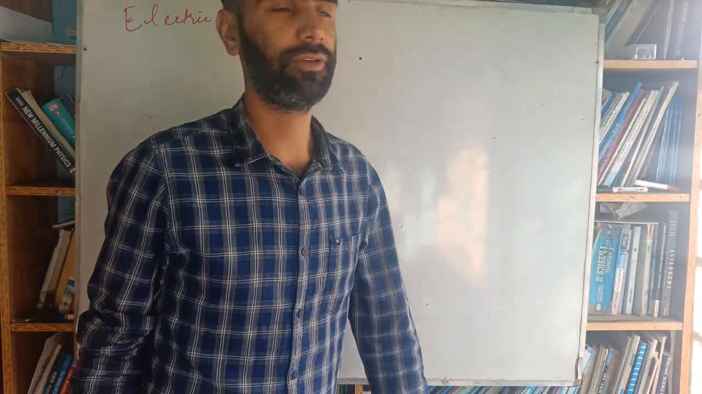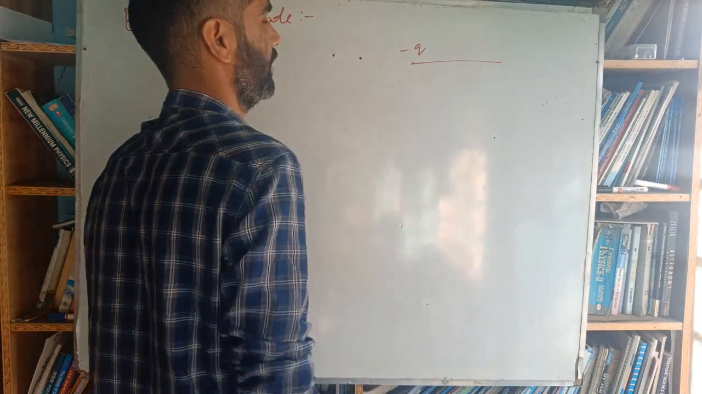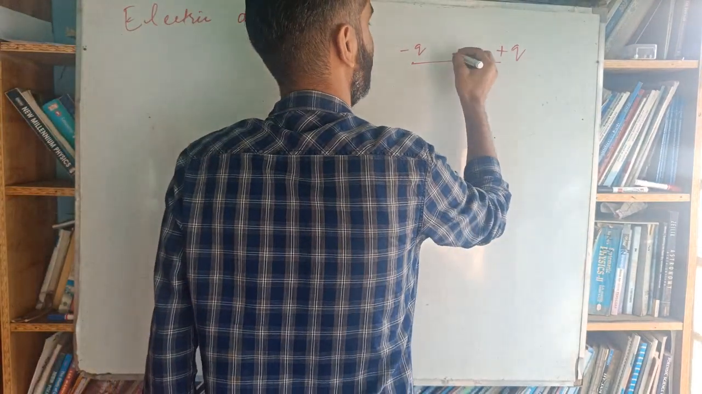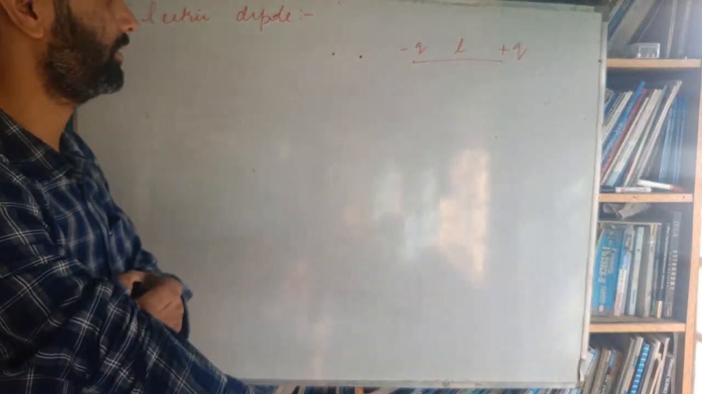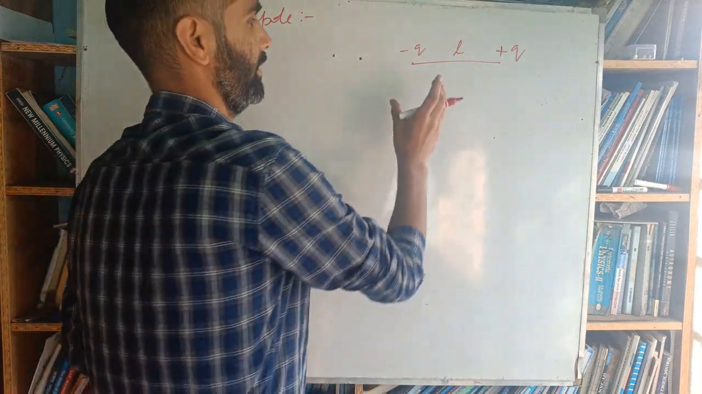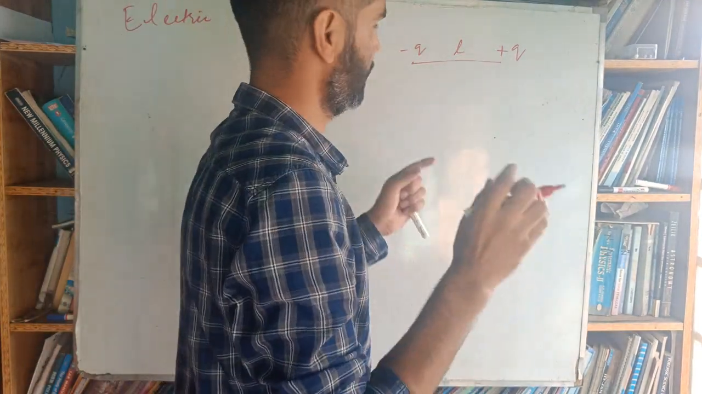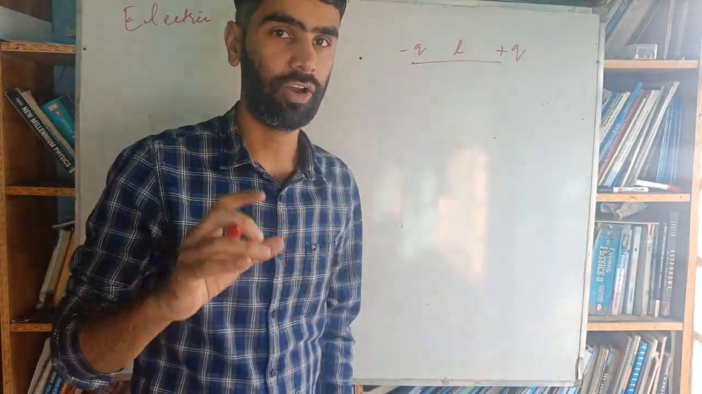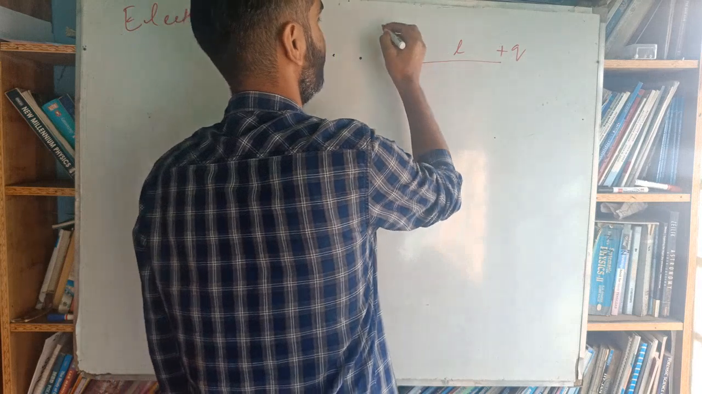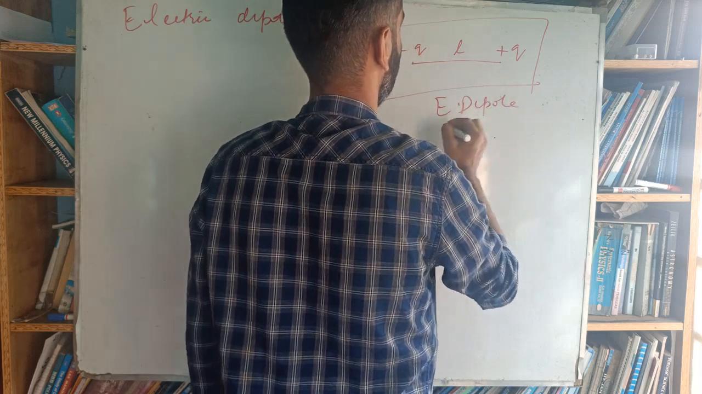An electric dipole is an arrangement of two charges which are opposite in polarity and equal in magnitude, separated by a distance L. So, an electric dipole is a combination of two charges, minus q and plus q, and the distance between the two charges is L. This distance is also called the dipole length, and it must remain fixed, then this arrangement is called an electric dipole.